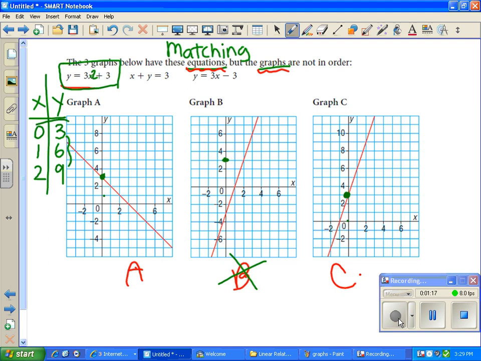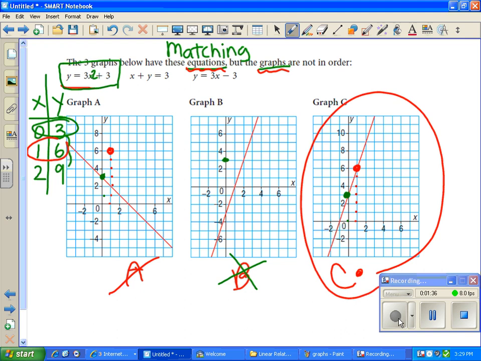So let's take our second point. 1, 6. Not on our line. Well, let's check our last one over here. 1, 6. It's a point on this line. So this one didn't work. This one must be our candidate. We've got the first line, y equals 3x plus 3, must be graph C.